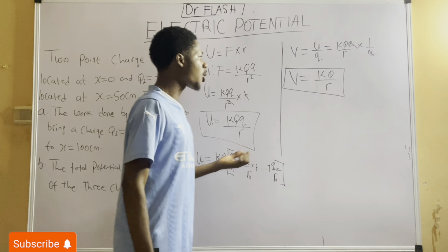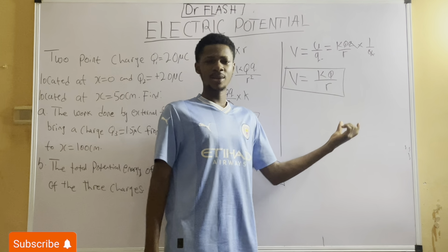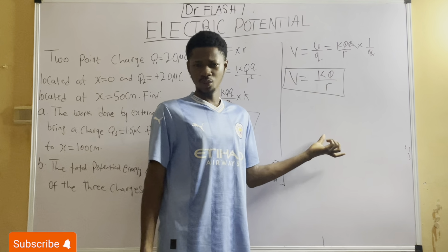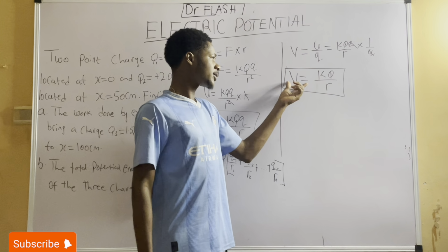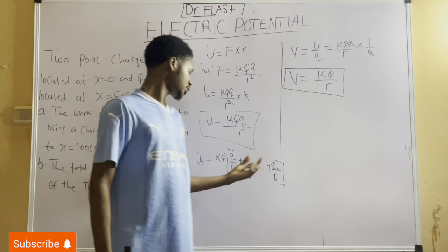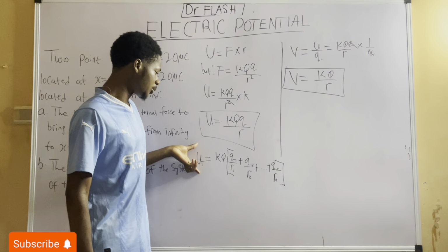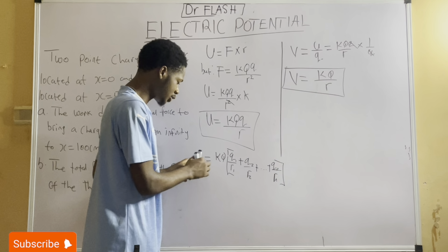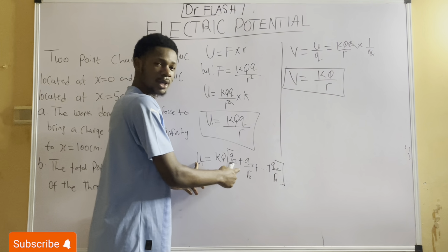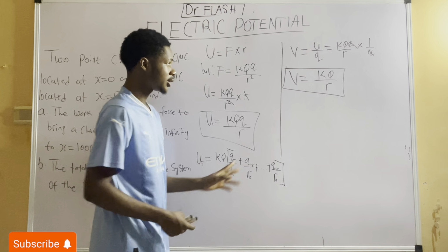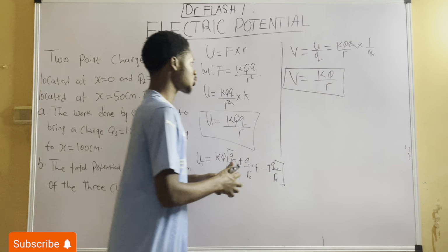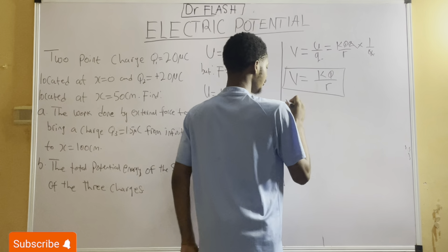Okay, now how about when we're having multiple charges in the system and you're asked to find the net electric potential as well? What are you going to do? We're simply going to take the algebraic sum, just the same way we attempted this problem by deriving this formula, which is the algebraic sum of each of the electric potential energy in the system. So we're going to do the same thing.